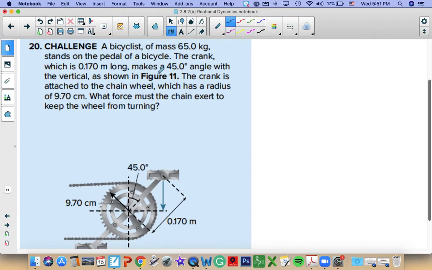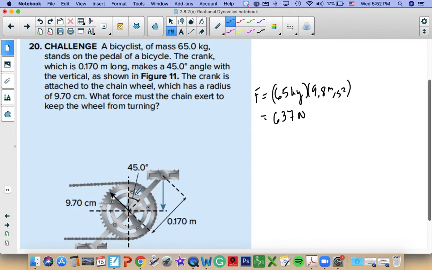The crank is attached to the chain wheel, which has a radius of 9.7 centimeters. That's that radius. What force must the chain exert to keep the wheel from turning? Well, let's turn this into a force here. Force equals mass times gravity, and that gives us 65 times 9.8, which is 637 newtons.